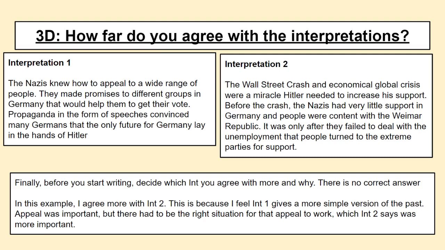They're two different points of view, so you can't agree with both. So I've just said, in this example, I think I'm agreeing more with interpretation 2. I think interpretation 1 might be a bit more simplified version of the past. Hitler's appeal was important. I'm not pretending it wasn't. But you've got to have the right situation for that appeal to work, which interpretation 2 says was more important. That Wall Street crash created the conditions for Hitler's support.